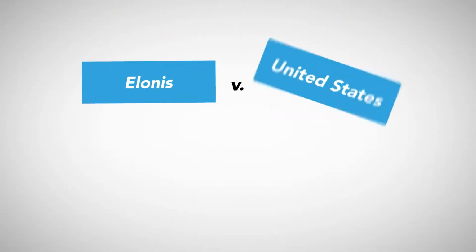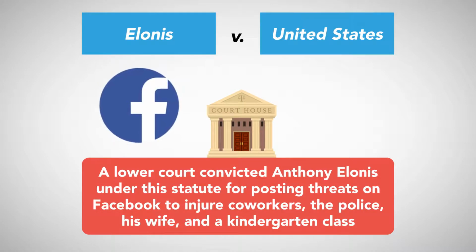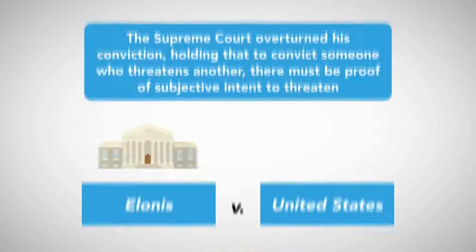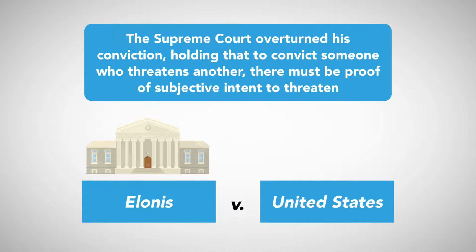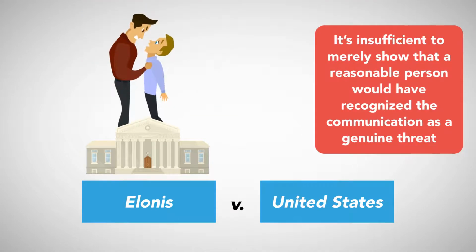In Elonis v. United States, a lower court convicted Anthony Elonis under this statute for posting threats on Facebook to injure coworkers, the police, his wife, and a kindergarten class. The Supreme Court overturned his conviction, holding that to convict someone who threatens another, there must be proof of subjective intent to threaten. It's insufficient to merely show that a reasonable person would have recognized the communication as a genuine threat.